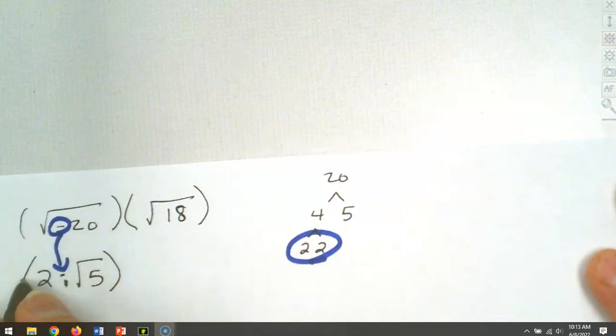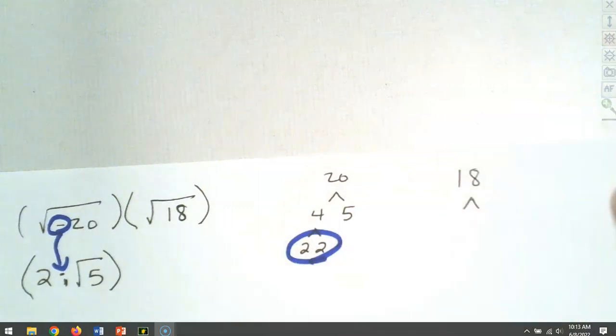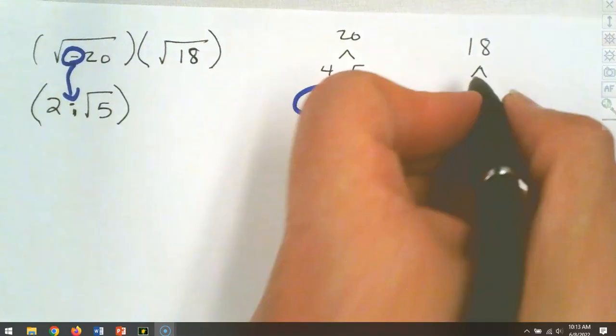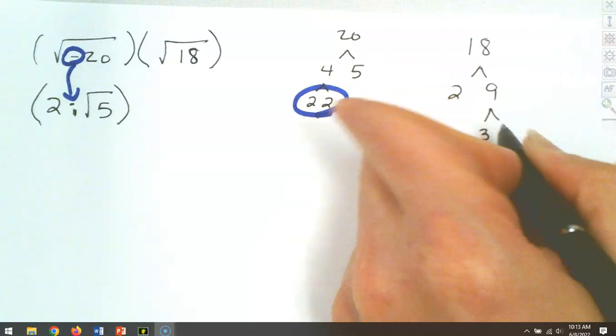So there's that piece. What about 18? 18 you can break up different ways. I'm going to make it easy. 2 and 9. 9's a perfect square of 3 and 3.